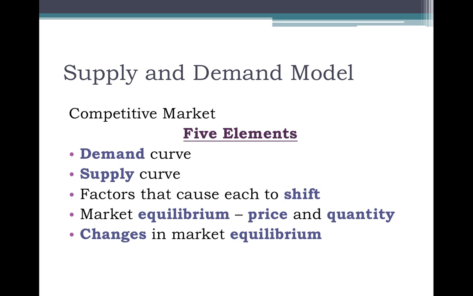Okay, the first important thing about the supply and demand model is the market must be competitive, meaning there must be a variety of buyers and sellers, with buyers competing with each other to get a good or service, and sellers competing with each other to see who can sell the most. So we have the demand curve, the supply curve. There are factors that will cause each of those to shift. We have equilibrium, both an equilibrium price and an equilibrium quantity, as well as changes in the equilibrium. And we'll go through all of that over the course of the next week or so.